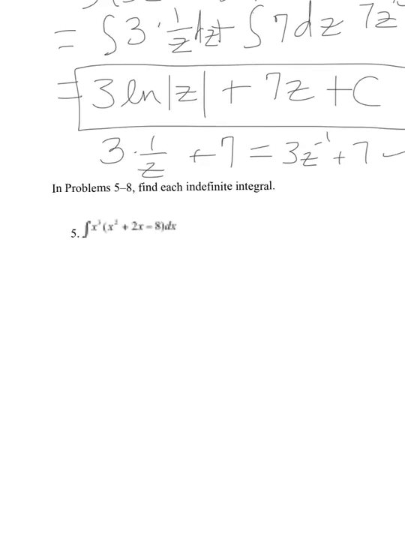So I'm going to have the indefinite integral of, what's going to be x to the third times x squared? How do you multiply when bases are the same? You do what with the exponents? Add them. So x to the third times x squared becomes what? X to the fifth. Plus, what is x to the third times 2x? 2x to the fourth. And then I have x to the third times negative 8, so that's minus 8x to the third. And then I still have my dx, okay?